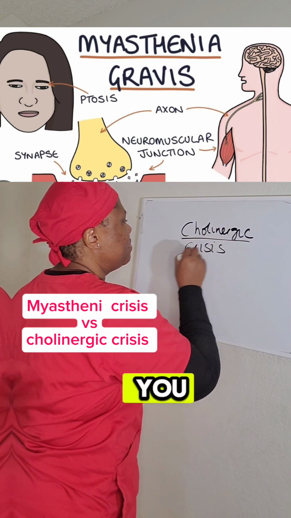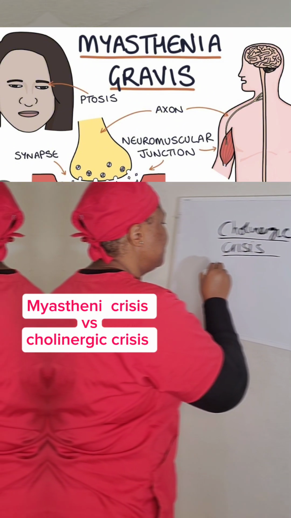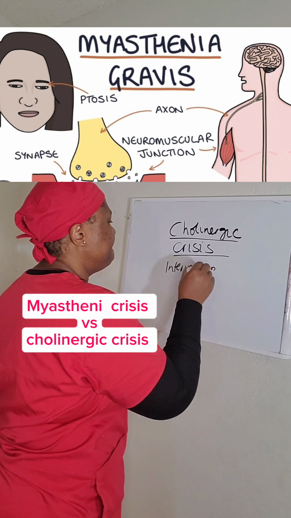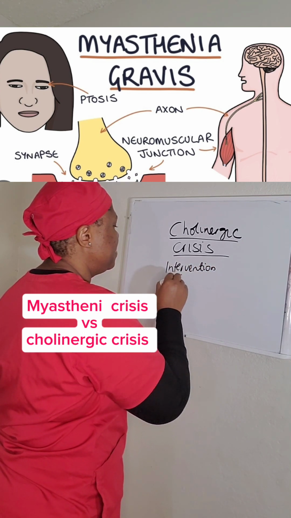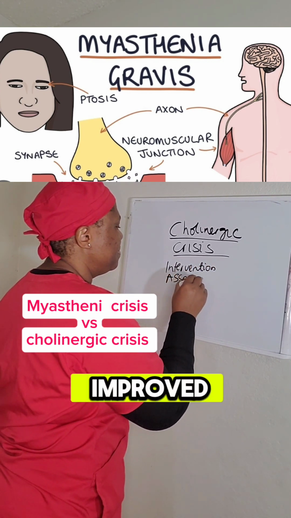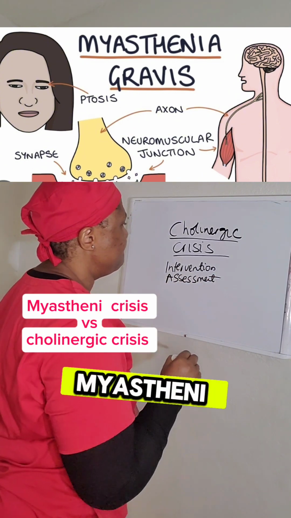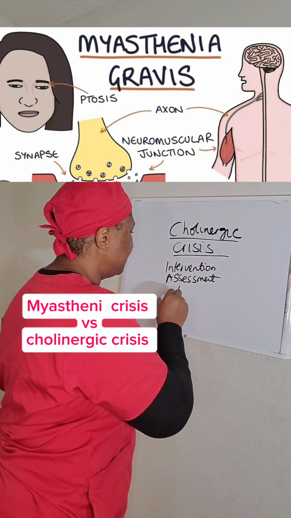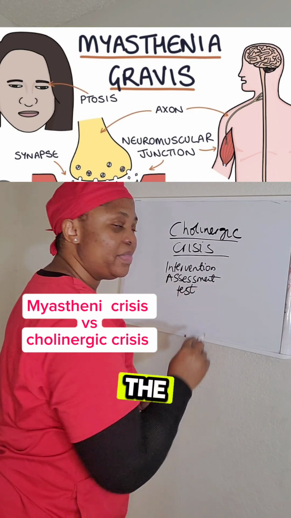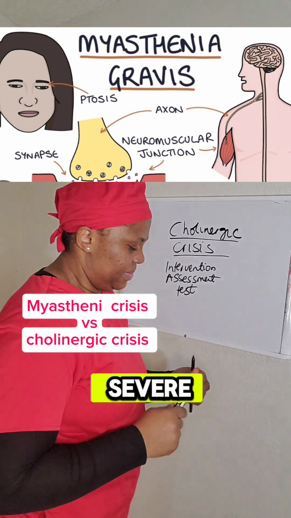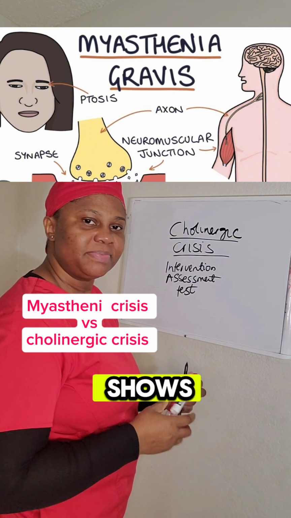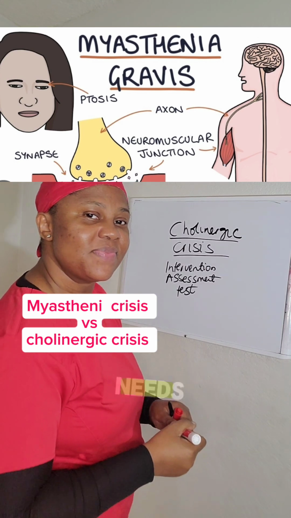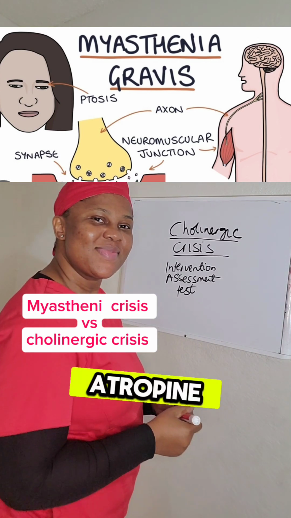As you can see, you can easily and simply differentiate between myasthenic crisis and cholinergic crisis. When you give the medication and the muscle strength improves, there is a myasthenic crisis. They need more medication. Then, when you give that test and the muscle becomes more severe, the muscle becomes weak, it shows that there is an overmedication, which is cholinergic crisis, which needs an antidote, atropine.